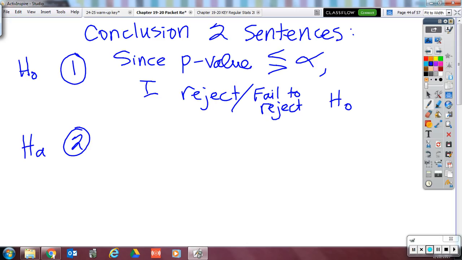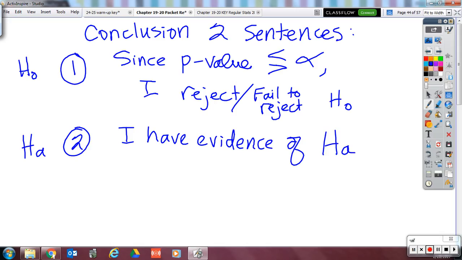Since our p-value is lower than alpha, I would reject H-O. If our p-value is greater than alpha, I would fail to reject H-O. Okay, so that will always be our first conclusion sentence. Our second conclusion sentence is going to be if you have evidence or do not have evidence of the alternative. So you will say, I have evidence of H-A, or I do not have evidence of H-A. And we'll talk about which is which here in just a second.